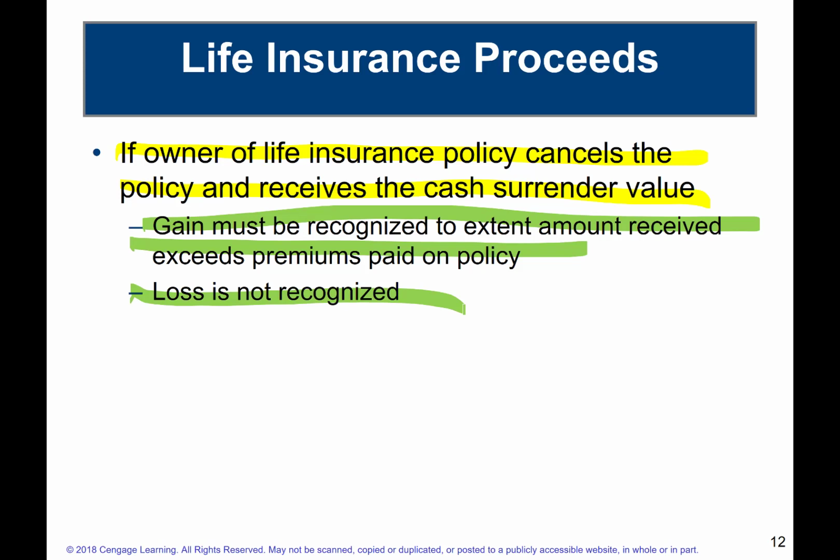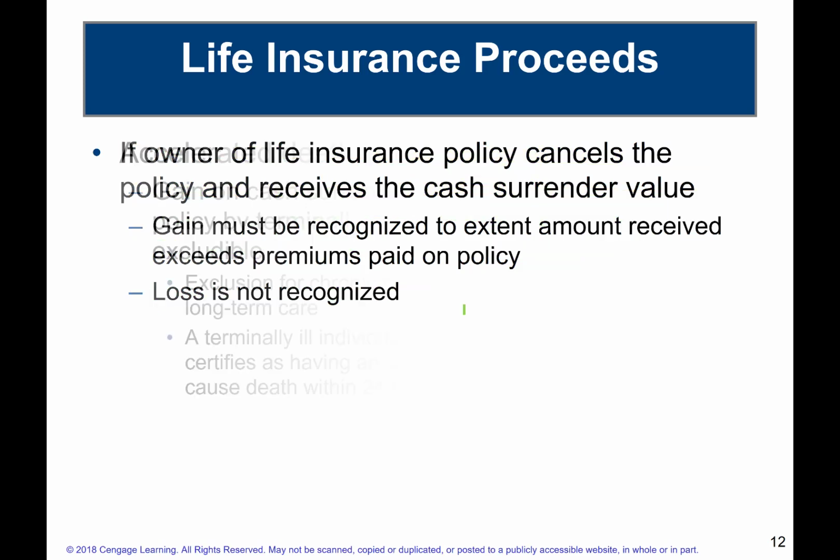With a whole life, it has this cash surrender value, which is sort of like a savings component. Let's say you get the insurance policy and then your kids are all grown. You say, okay, I don't need this policy anymore for my kids or whatever, and you cash it in. Then any amounts that you get that are in excess of the premium that you paid are going to be taxed. The losses, if it's had a cash surrender value less, is not going to be recognized.